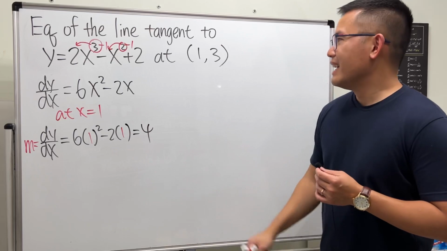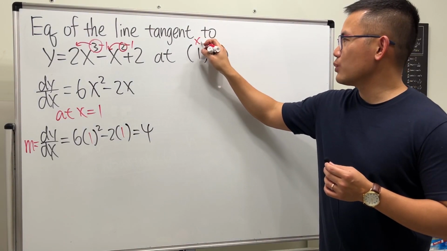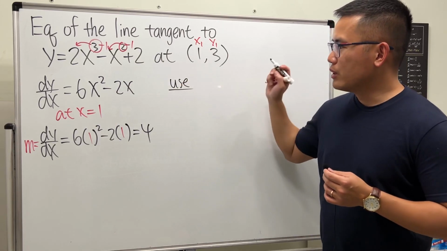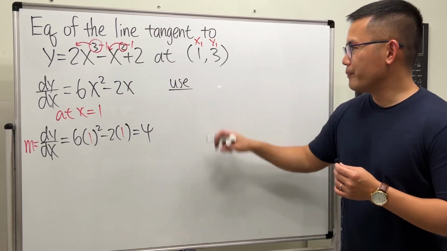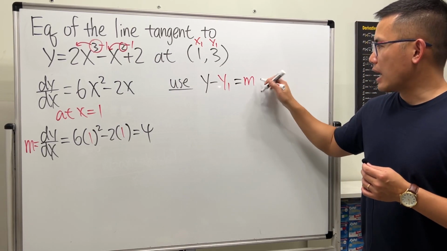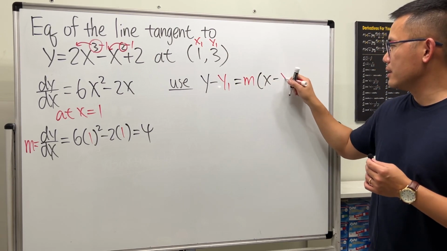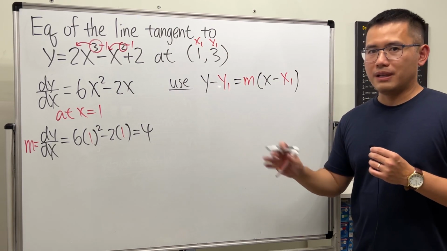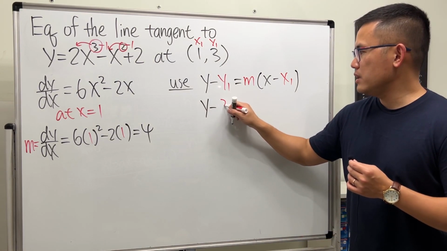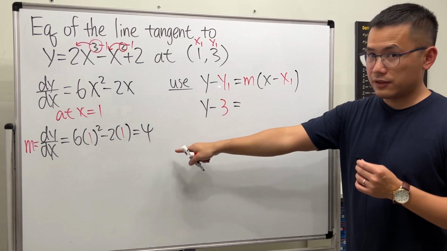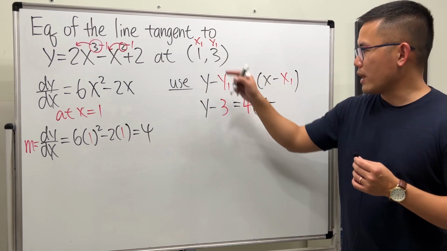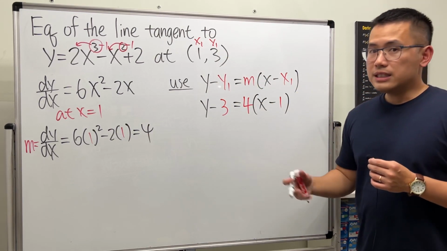Yeah, the slope. And this point, we know this is x1, y1. So right here, we can use our good old friend, the point slope form. y minus y1 equals the slope times x minus x1. And that's just plug in the numbers. y1 is 3, so this is y minus 3, and that's equal to m is 4, times x minus x1, which is 1. And that's pretty much it.